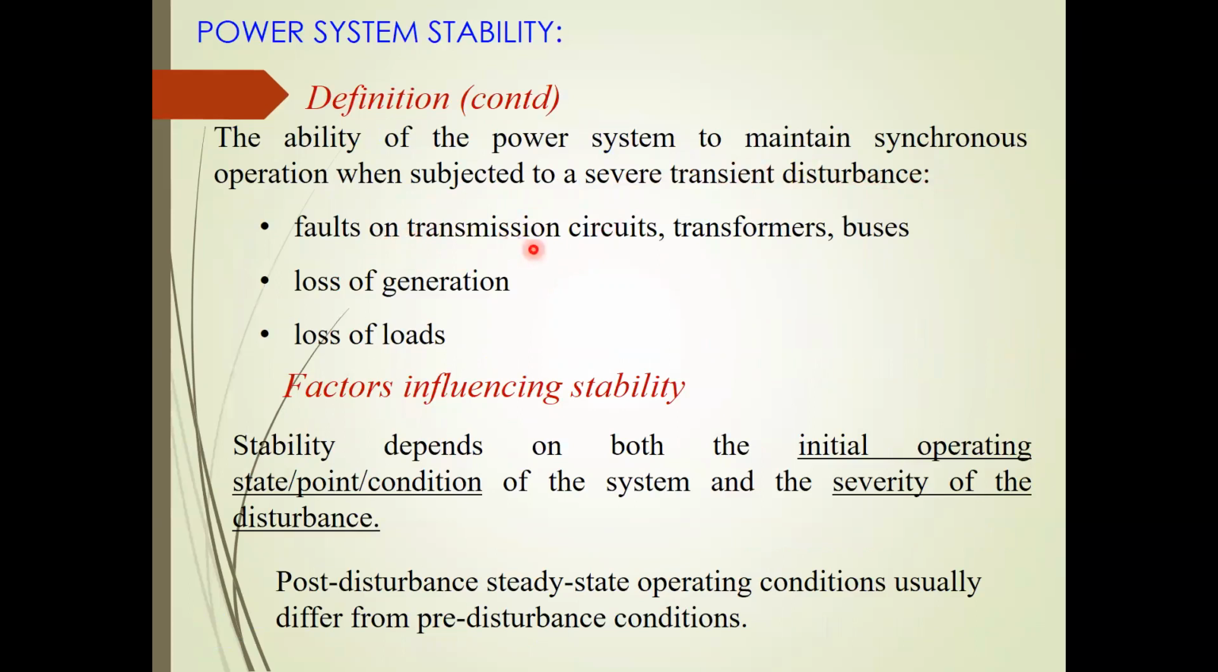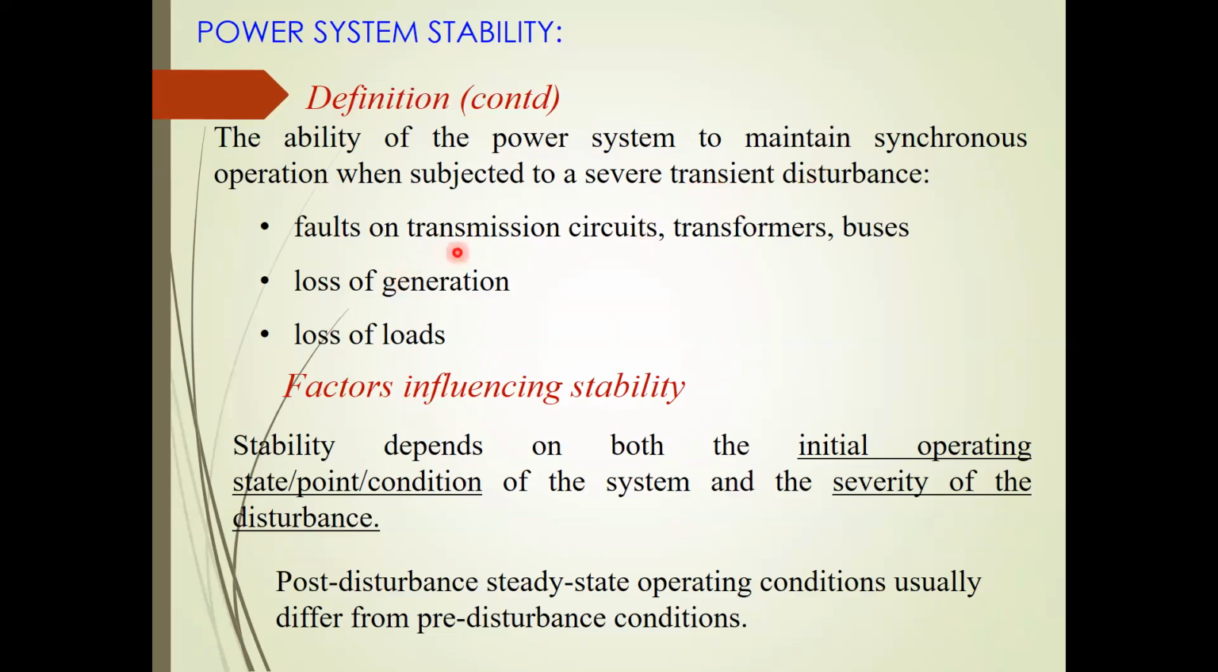Let's say the faults on the line, faults on the transmission line, or suddenly there is a fault on the transformer, or maybe the bus here, or maybe sudden outage of generator, or maybe sudden setting of load. So these could be some examples of disturbances. And because, it refers to the transient disturbance. That means you have a large amount of disturbance.